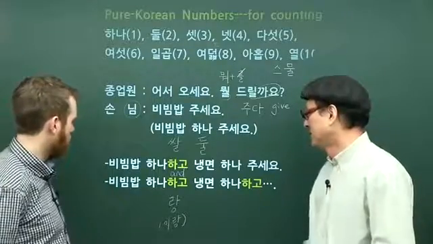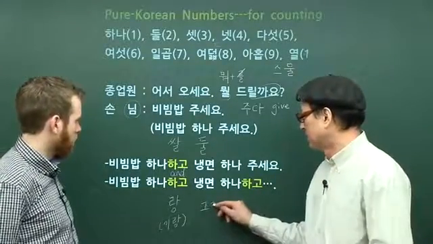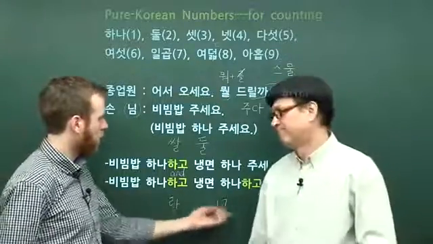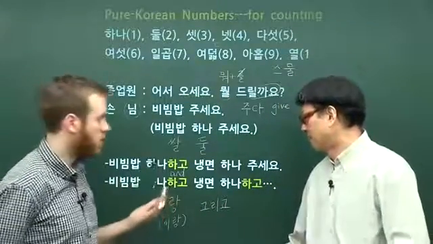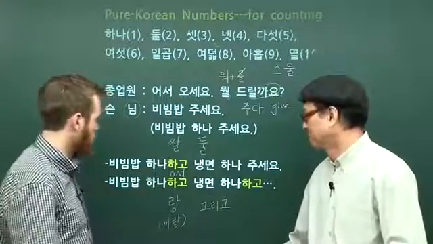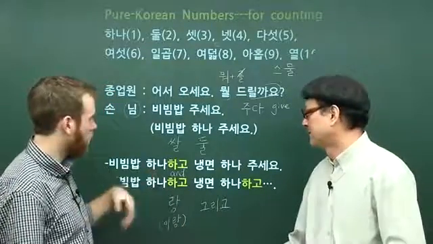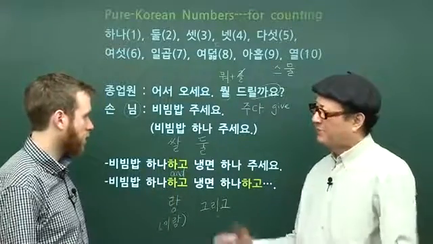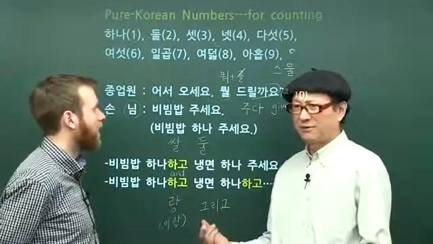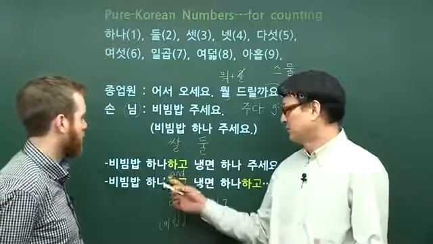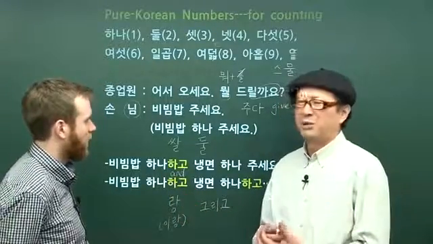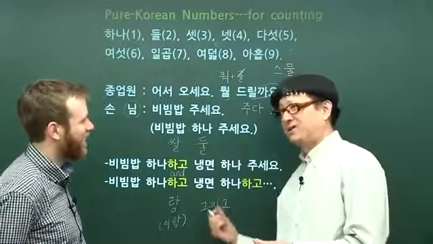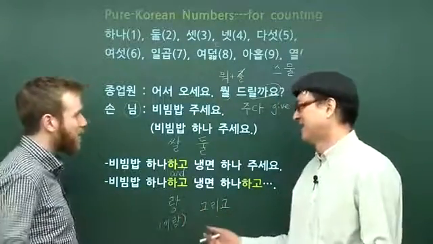Okay. 그리고 we did this one. So we saw maybe 그리고 in a previous lesson to start a sentence. Just means and. So I could say 비빔밥 하나 그리고. 근데 이거는 이제 you are not ready to order yet. You want to have some time. 그러면 you say first one first. 비빔밥 하나. 그리고 냉면 하나 주세요. To buy yourself a bit of time.